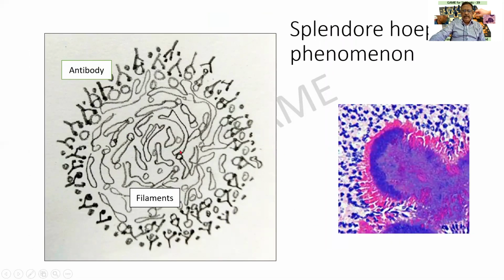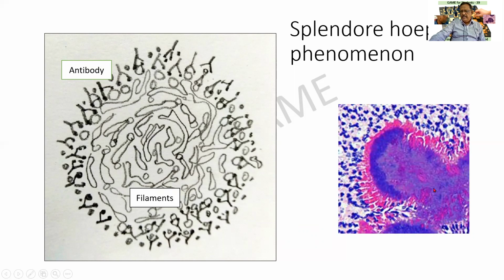A superb diagram over here. This is another tangled mass of fungal filaments. Towards the periphery, however, I am finding these Y-shaped structures which indicate the antibodies. It is diagrammatic and you people can have it in mind. The same thing is being replicated in this picture.